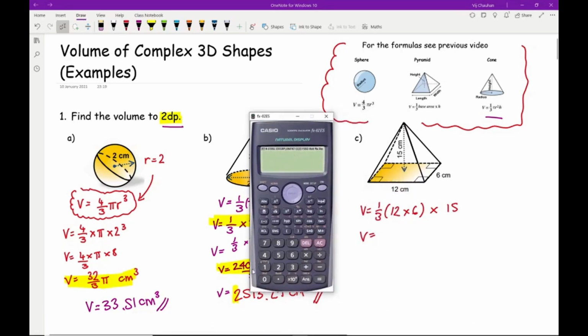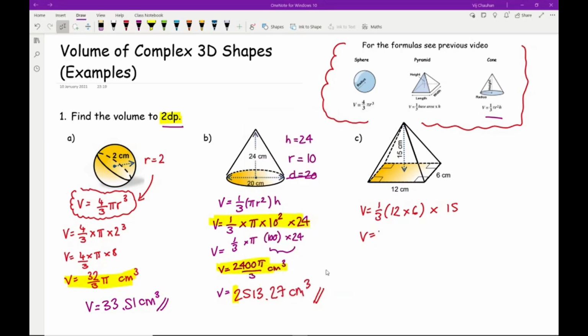So here I've got a third, typing it incorrectly, so we've got a third times 12 times 6 times 15, and we press equals, and we get 360. So that's quite a nice simple one, and that's going to be centimetre cubed, like so.